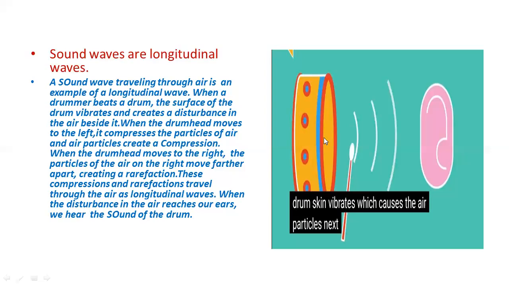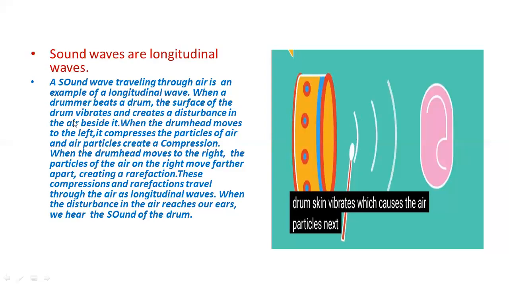When a drummer beats the drum, what will happen? Vibration will be produced in the membrane of the drum, and due to that vibration, it will also pull or push the air which is present in the surrounding and produce a disturbance. The surface of the drum vibrates and creates a disturbance in the air beside it, on the right side or the left side. So the vibration in the membrane will produce disturbance in the air also.